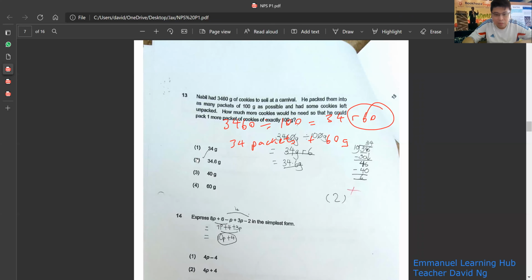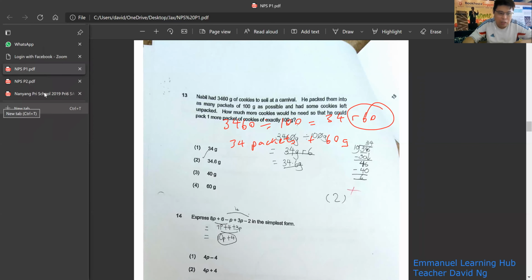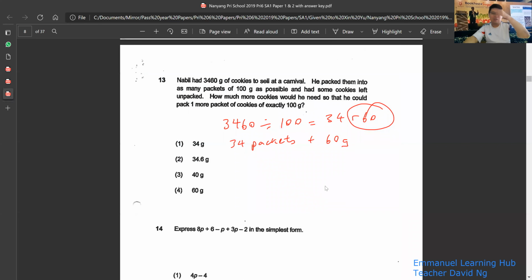No lah. You didn't say it has 100 packets of cookies. Did you say it has 100 packets of cookies? No, right? They tell you each packet is 100 gram. Different from 100 packets of cookies. Anyway, the answer is 3.